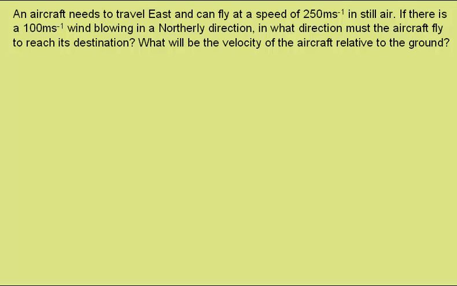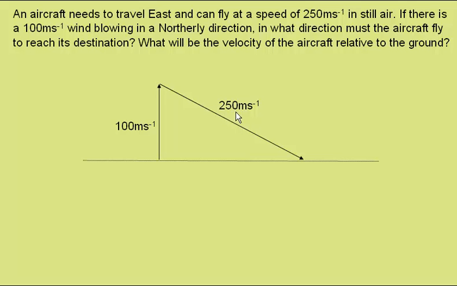Well, for a problem like this, it's essential to do some sort of diagram. I've started here with a baseline running east-west. This is the direction the plane actually wants to go in. Onto this we can add the 100 meter per second wind in a northerly direction. The aircraft wants to go east, but will also have to go against the wind, and so will go in this direction at a speed of 250 meters per second.